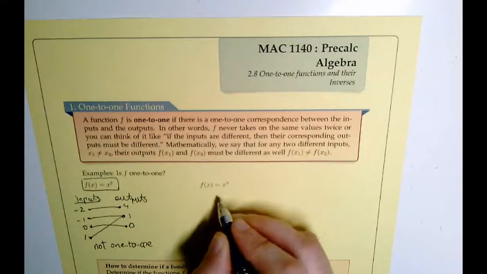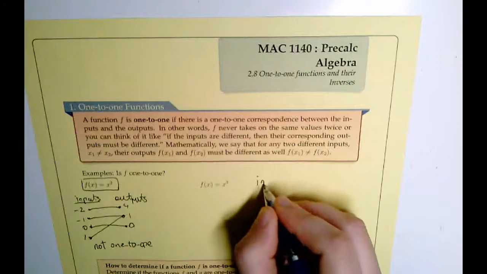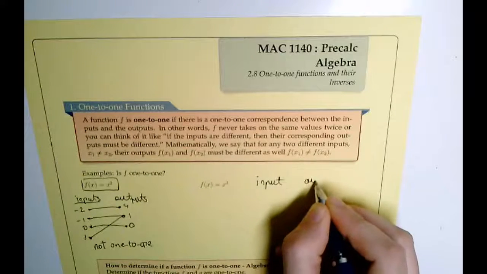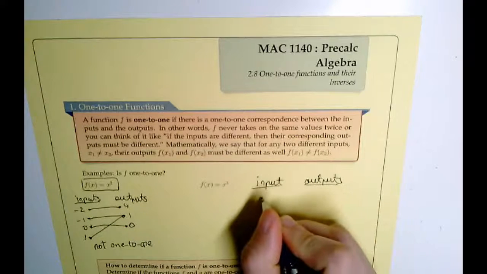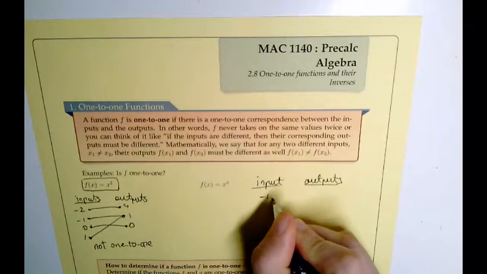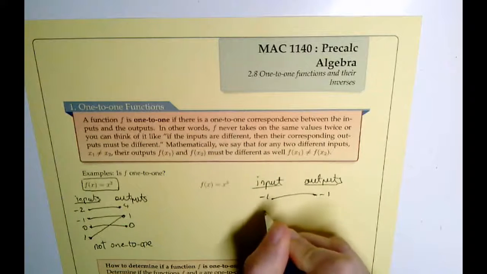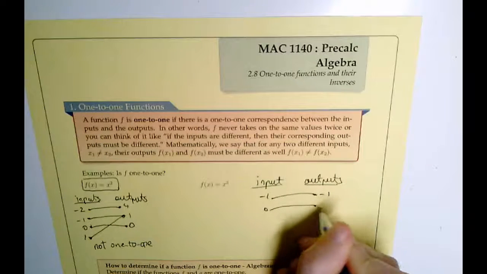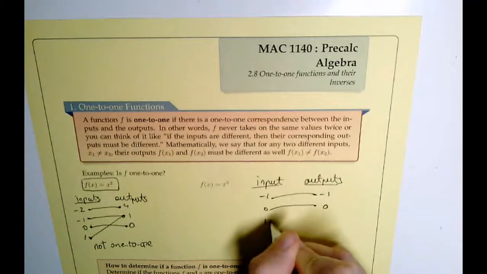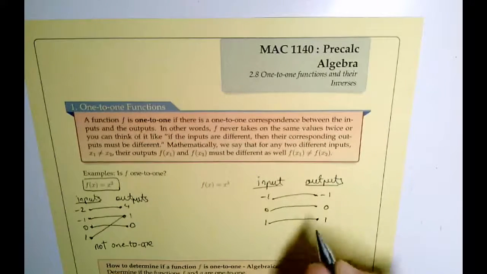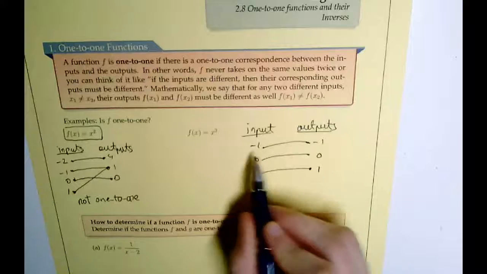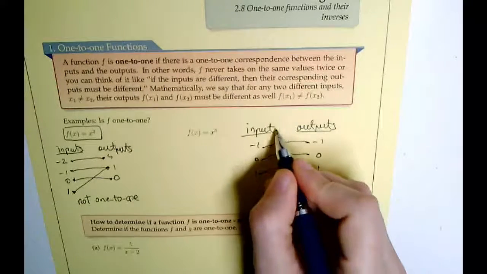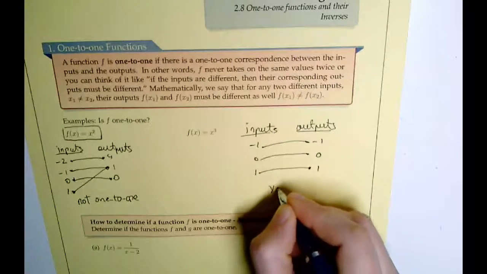However, let's look at f of x equals x cubed, the inputs and outputs. So if I look at -1, for example, -1 cubed is -1, 0 cubed is 0, 1 cubed is 1, and so on. So notice that for this one, there is a one-to-one correspondence between the inputs and the outputs. So yes, it is one-to-one.